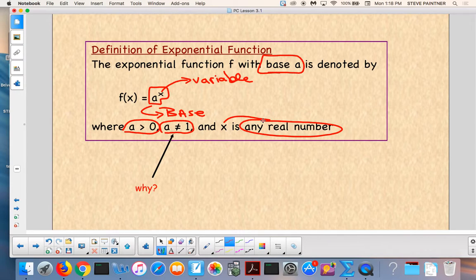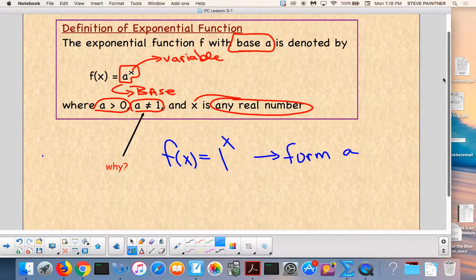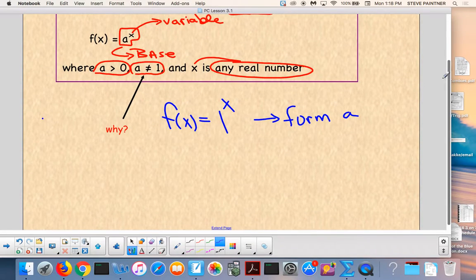Why can a not be 1? 1 times 1 times 1 times 1 is still 1. So if a is 1, f of x equals 1 to the x. It's 1. Any number I put in for x, the answer will always be what? 1. So what does that graph? This forms a horizontal line. You could say y equals 1 right there.